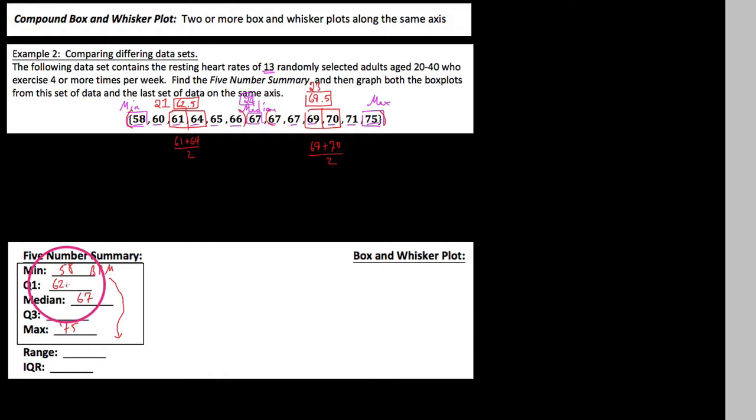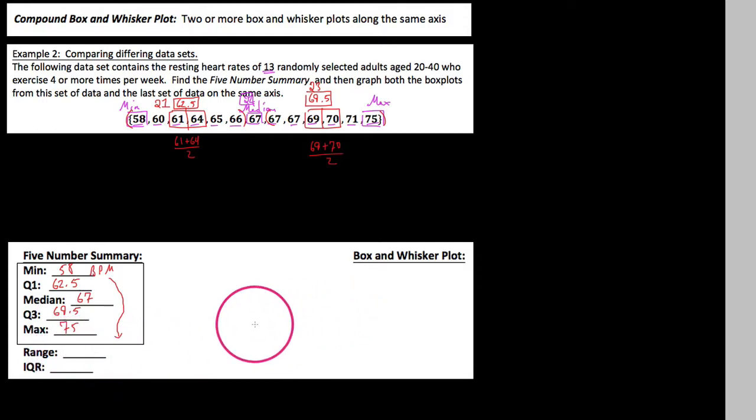Now that's interesting, because that means that these statistics we're finding here don't actually have to be data values that were in the original data set, but they still provide us a good idea of how far our data spans. And then Q3, of course, looks like 69.5 beats per minute.